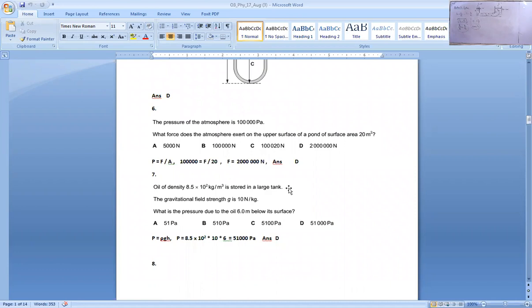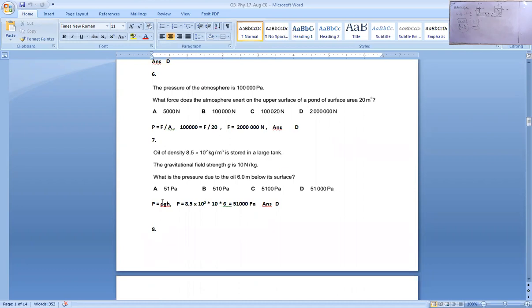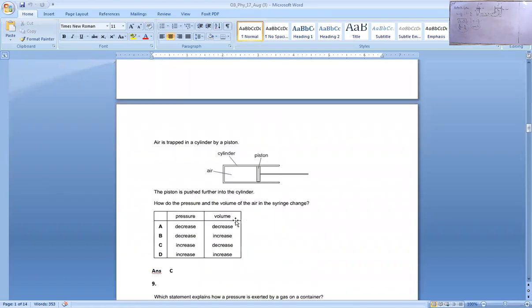Oil of density 8.5 into 10 raised to the power 2 kilogram per meter cube is stored in a large tank. Gravitational field strength is 10 Newton per kilogram. What is the pressure due to the oil 6 meter below the surface? So it is the pressure due to liquid. For that purpose, we are using rho g h. Pressure is equal to rho g h. Density is given to us. Value of g is known to us. And the depth is also known to us. So P is equal to 8.5 into 10 raised to the power 2 into 10 into 6, that is 51,000 pascals.